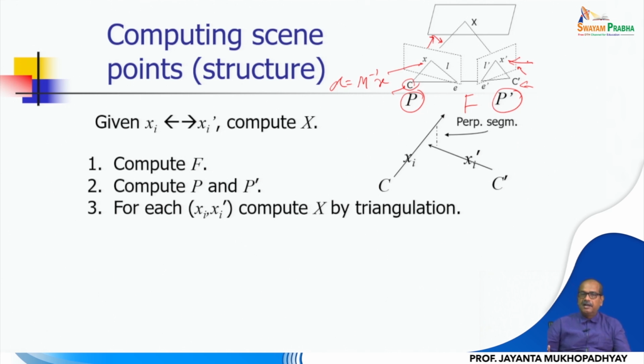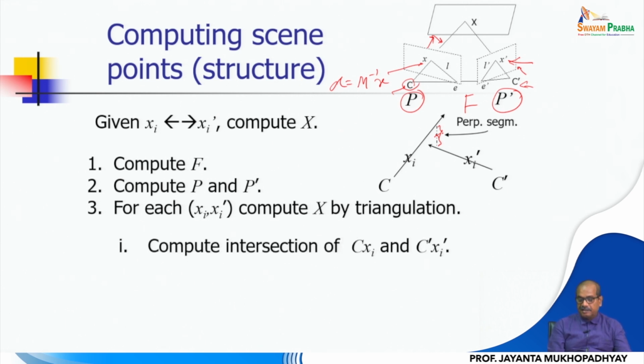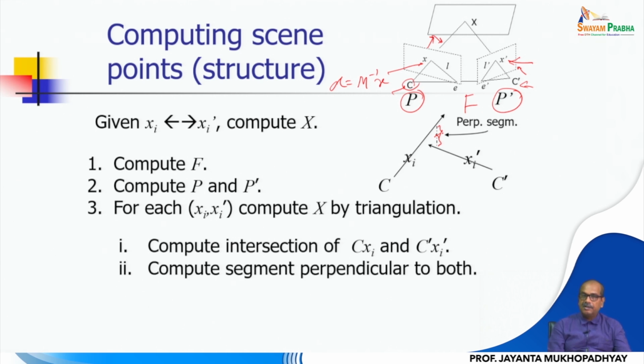So it may not exactly intersect in 3D space, or not always are all the straight lines intersecting. To make the computation robust, you compute the perpendicular line segment between these two lines, which defines the distance between them, and then you take the middle point, which could be the estimate of this point. So compute the intersection of Cxi and C prime xi prime, compute the segment perpendicular to both, and get the midpoint.